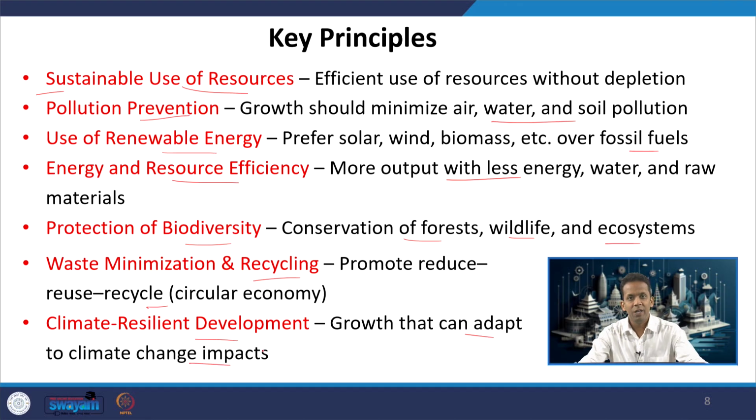Since the entire world is grappling with the issue of climate change, sometimes environment compatible growth is also commonly called climate compatible growth, and climate is one of the big components of environment. So, the growth should be in such a way that it is adaptable to the impacts of climate change.